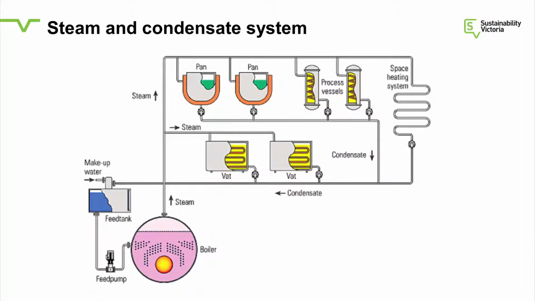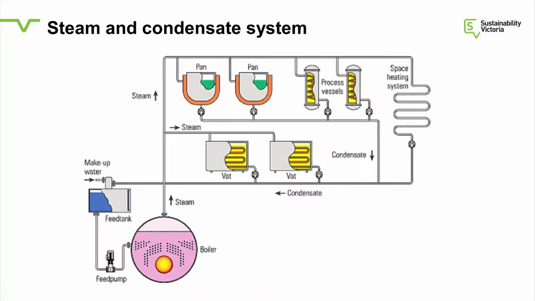Okay, what sort of steam and condensate systems are you looking at? This is a typical little system here. It shows a hot water boiler. That's a fire tube unit, creates steam at the top of the tube there. The steam goes into various processes. You'll see there's pans there, pressure vessels, a space heating coil, and a couple of vats. Now that's a very small system, but that's pretty typical of what you'll find out in industry.